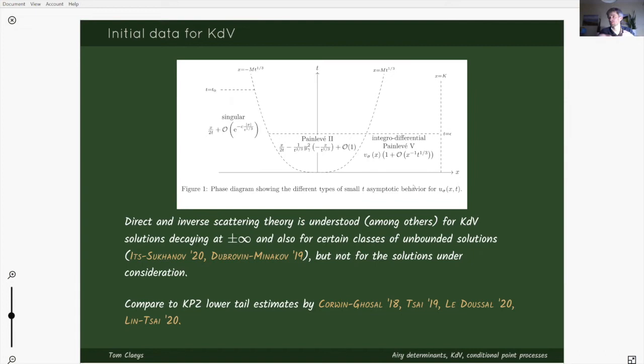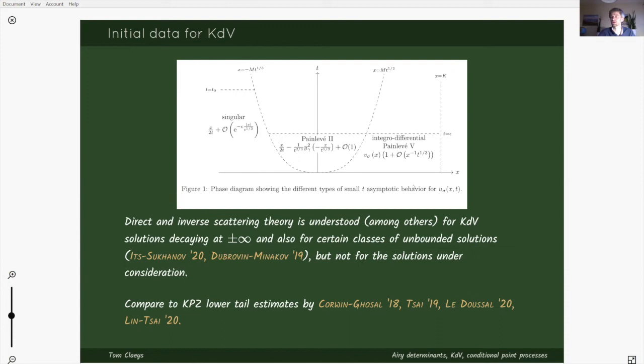We start from scattering data. In a way, this function sigma, you can think of it as scattering data. And then we recover initial data. So that's inverse scattering. We would like, in a way, also to be able to do direct scattering, starting from initial behavior. Can we recover some kind of scattering data?